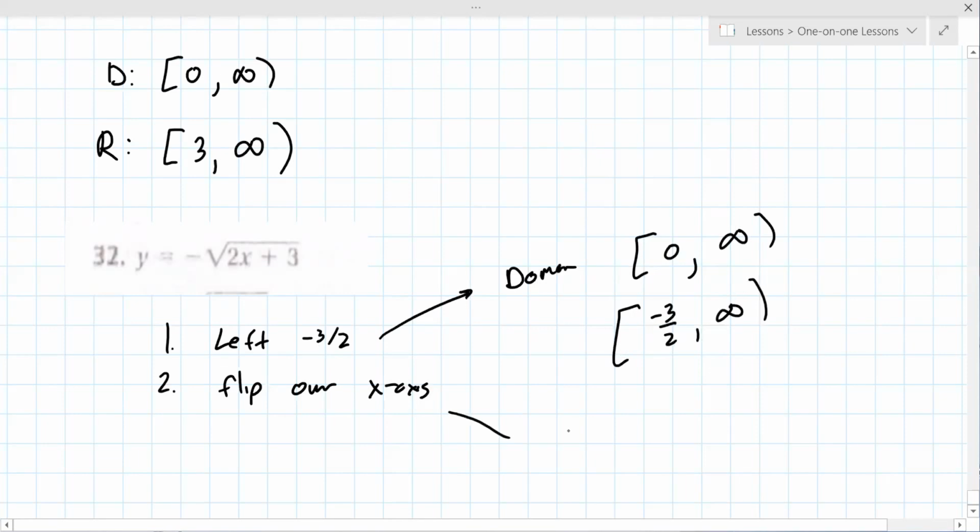Okay. The range is normally 0 to infinity. But if it's a flip over the x-axis, that means it goes from going up to going down. The range goes to minus infinity to 0.